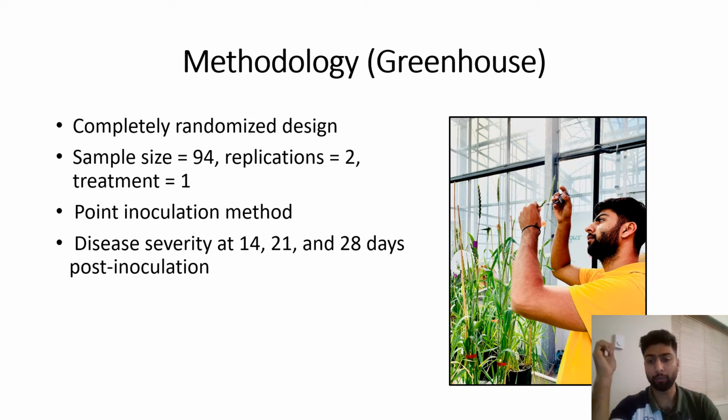So basically, I used the Hamilton syringe, which had Fusarium inoculum inside it, and 10 microconidial suspension was inoculated into the spikelet, leaving one third of the spike from the upper end. The sample size was 94 in two replications, and there was a single treatment, Fusarium graminearum isolate 109B, given to all the lines. Now, I recorded the disease severity at the 14th, 21st, and 28th day post inoculation.